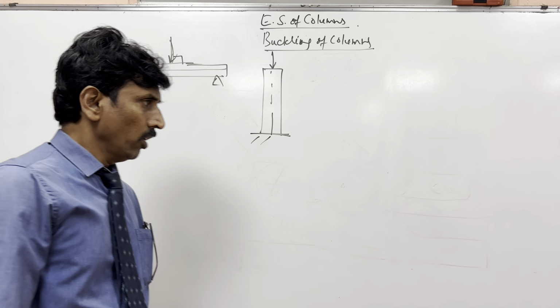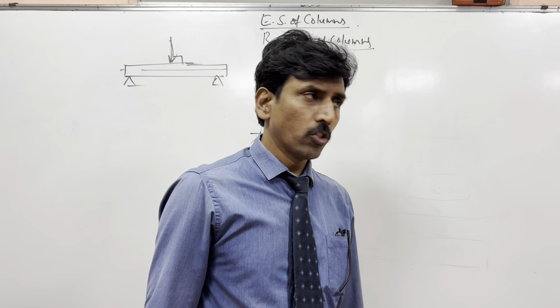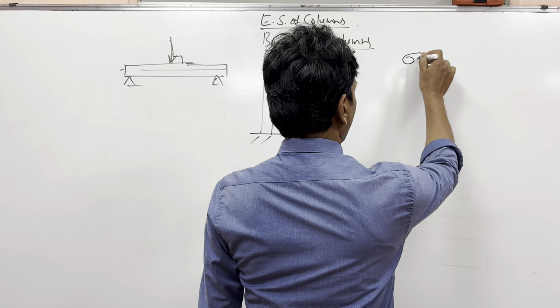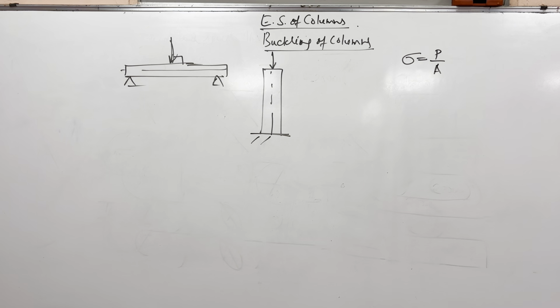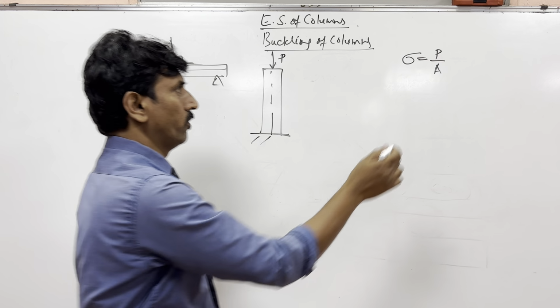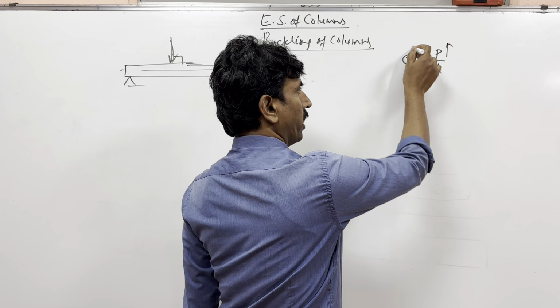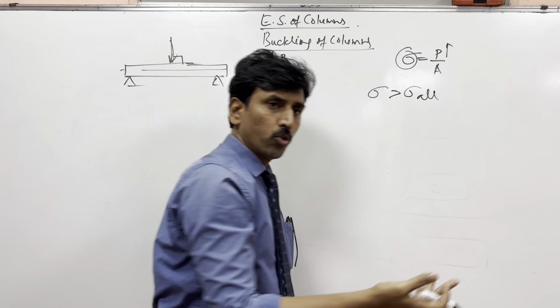Now, we learned in the very first chapter that stress is equal to P by A. If the load exceeds a value that makes the stress go beyond the allowable stress, then the member is going to fail.